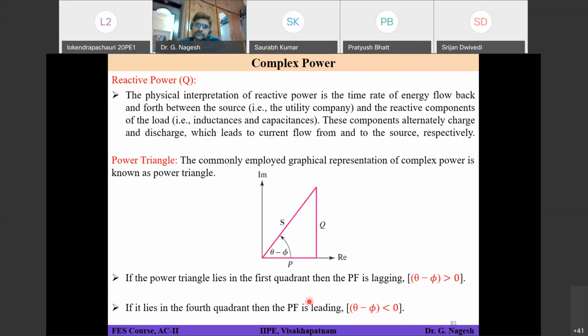If the power triangle is shown in the first quadrant, as shown now, it means your power factor is lagging and your Q value is positive. You are getting plus j something for Q. If your power triangle is in the fourth quadrant, then your Q will have minus j some value, and you can straight away say that it corresponds to some leading power factor load.